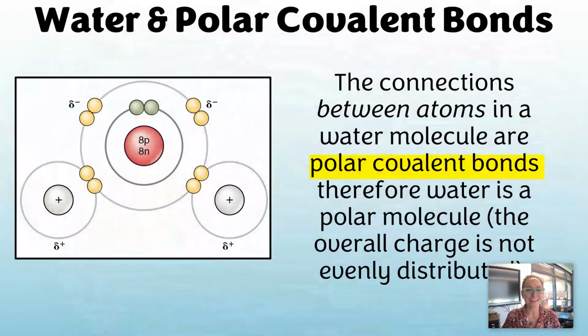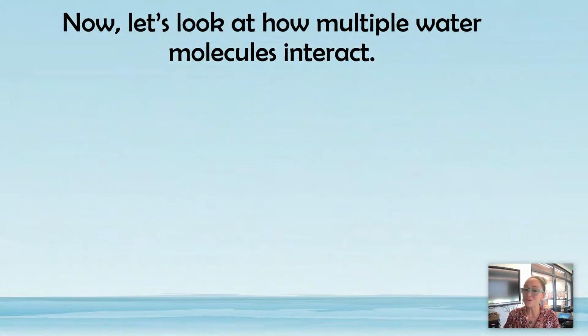So then let's go ahead and talk about water. So water is a polar molecule, and it's because of its polar covalent bonds that result in partial positive and partial negative regions. But now let's go ahead and talk about how then water molecules interact with each other with these partial charges.